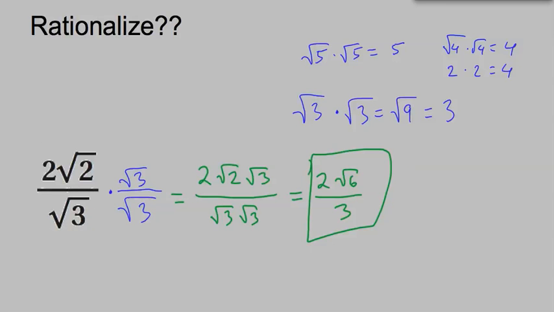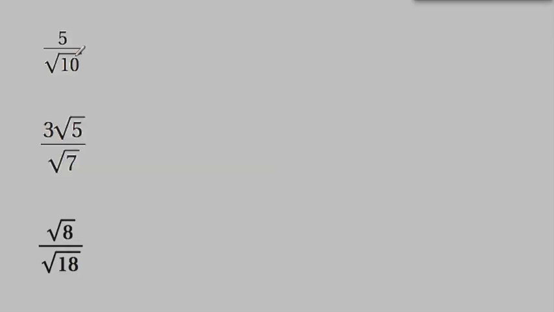Let's give this a shot with a couple of numbers. What would I do here? 5 over root 10. Well, I need to multiply it by something to get rid of this root 10 in the bottom. How do I get rid of root 10? I multiply it by itself, root 10. If I do it to the bottom, I have to do it to the top because I don't want to change the value. Top times top, 5 root 10. Bottom times bottom, root 10 times root 10 is just 10.